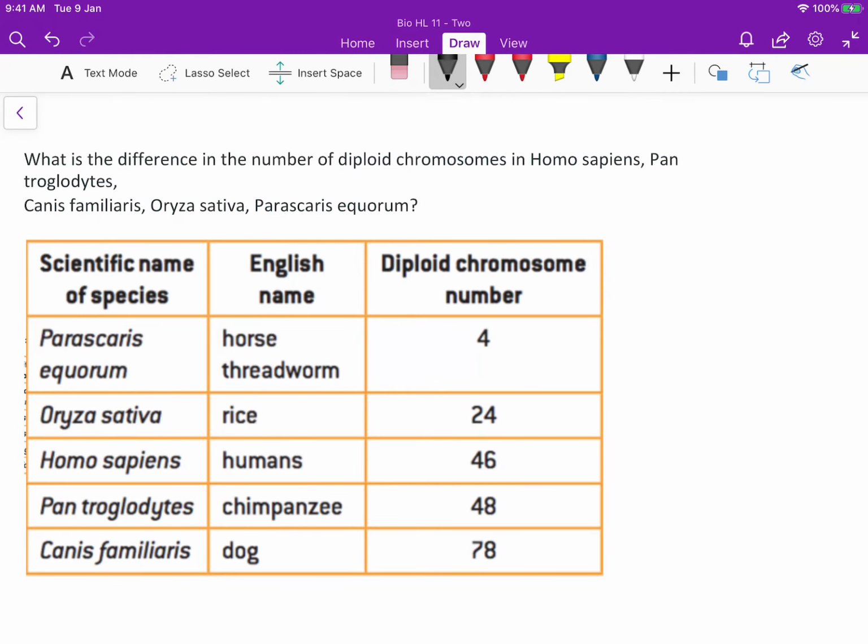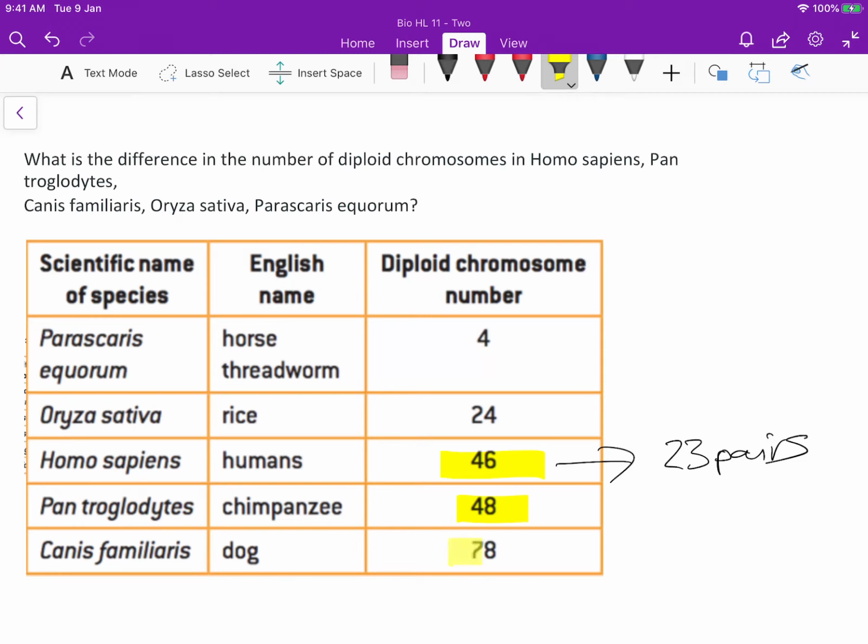And here's some things that the IB's chucked in. No idea how they'd ask you a question on this, but they've picked out some different species. Homo sapiens, we've got 46, which is 23 pairs of chromosomes. And you can see that a chimpanzee, we mentioned, has one more pair of chromosomes, probably because of the fusion event that happened to create Homo sapiens.